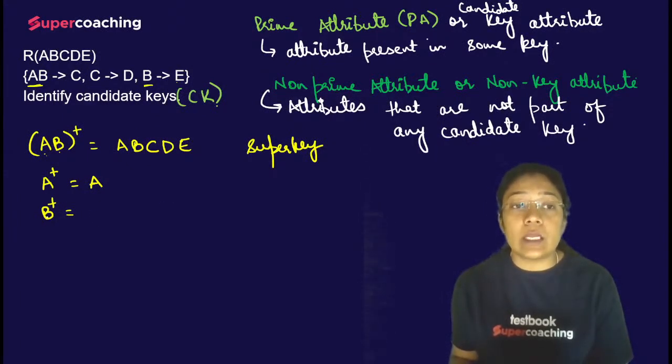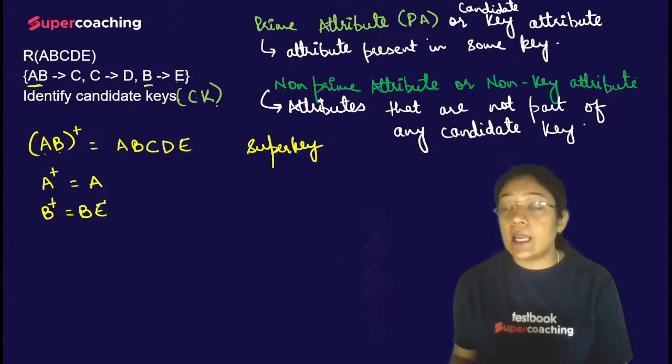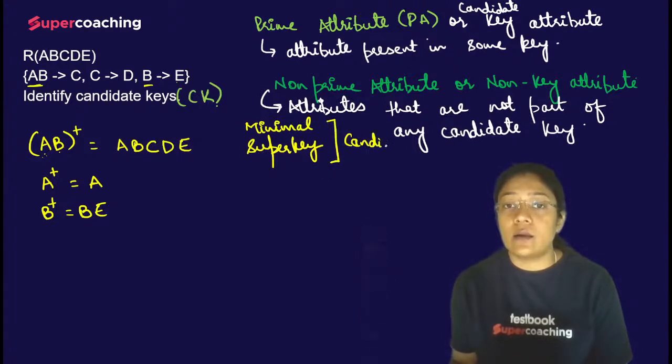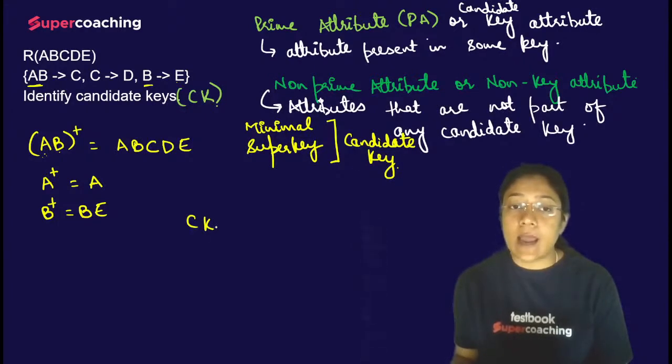Same goes with B. B will be determining itself. B alone is determining E. Is there any other possibility? No. Since the proper subsets are not determining all the attributes of the relation, we can say that AB is the minimal super key. Minimal super key is nothing but the candidate key. We have to return here the candidate keys.